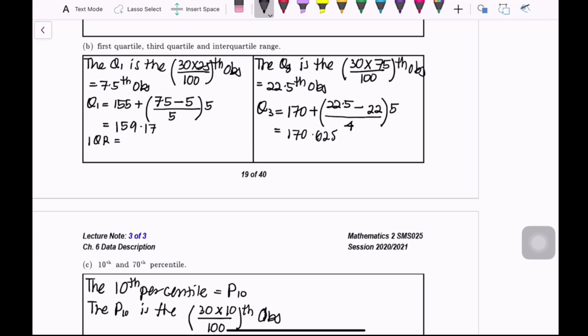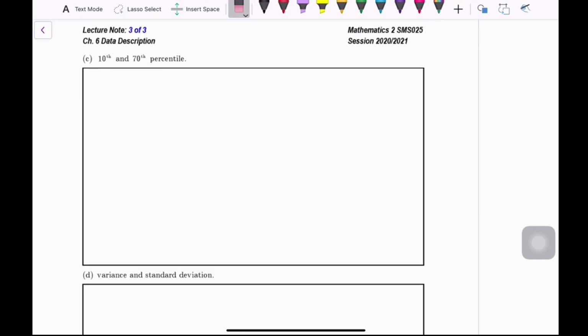For the interquartile range, or IQR, it is equal to Q3 minus Q1. So Q3 is 170.625 minus 159.17, and the interquartile range is 11.46.